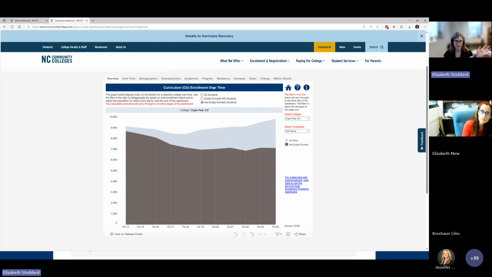which means that when we're looking on all these other pages at student enrollment, we will be focusing on curriculum enrollment that is not dually enrolled students. We'll be leaving the dually enrolled students out of the picture. But you can also see, just looking at the graph here, that at Cape Fear, over this 10 or 11 year period, there's been a decrease in the number of non-dually enrolled students.